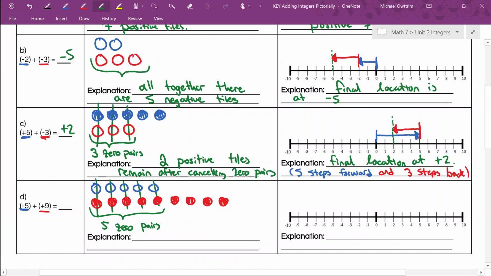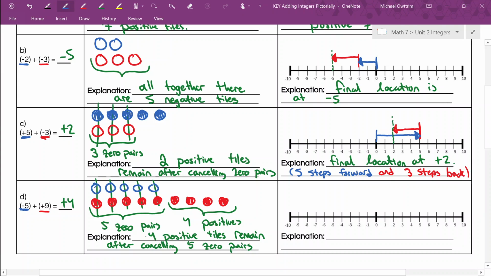Now what remains, obviously, is these 4 positives. And so we'll say 4 positive tiles remain after canceling 5 0 pairs. And so we could say our answer is +4.